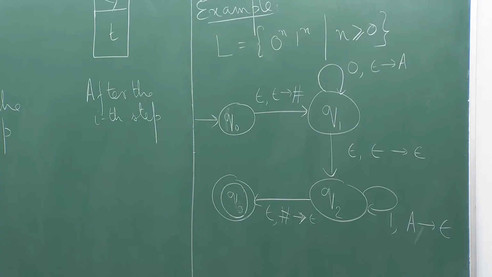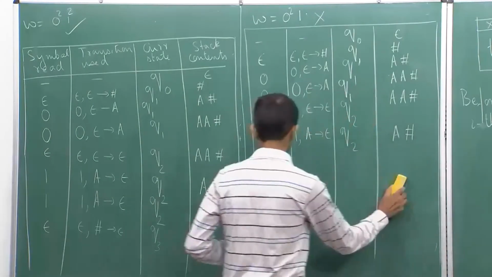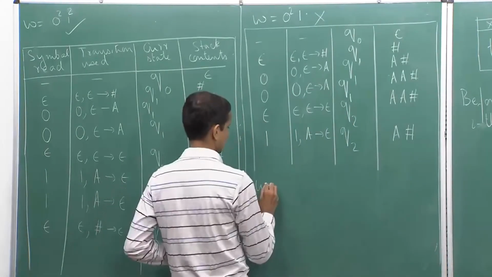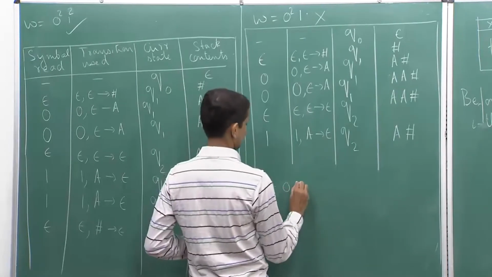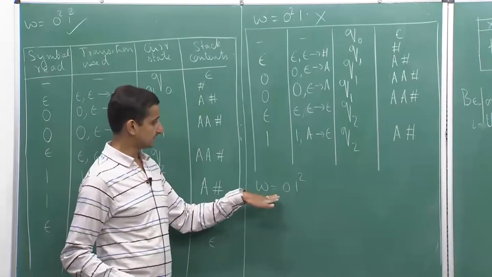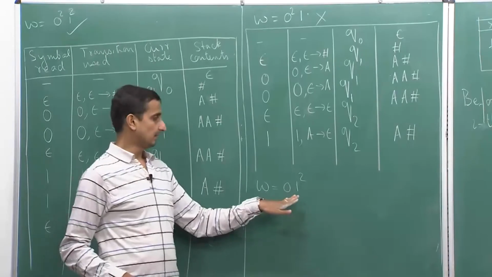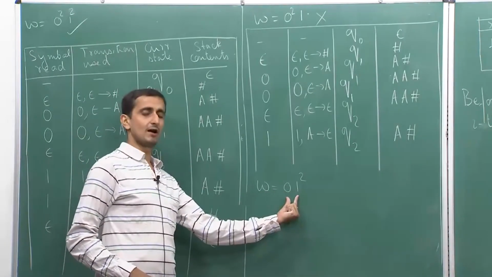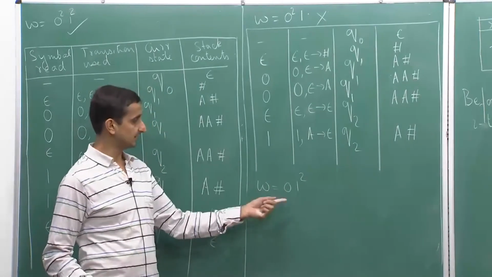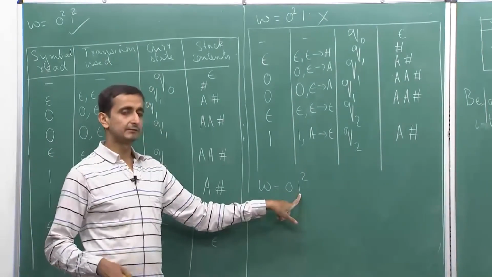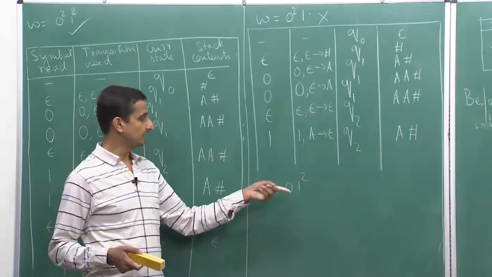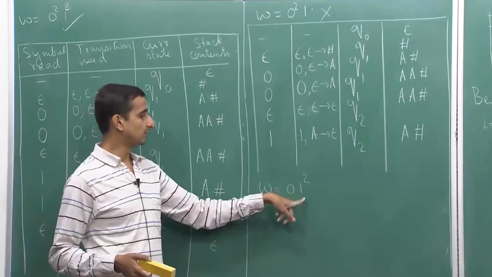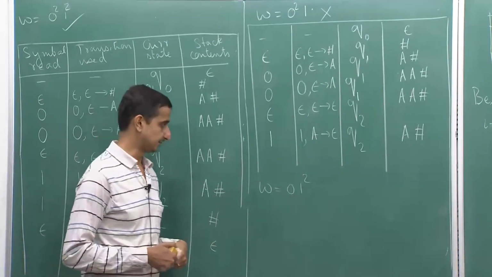For example, if I have the string 0 1 square, then if I read the first 0 and a 1, I will be able to go to state Q3 because of 0 1, but then the input is not completely exhausted, which means that W will not get accepted. Okay.